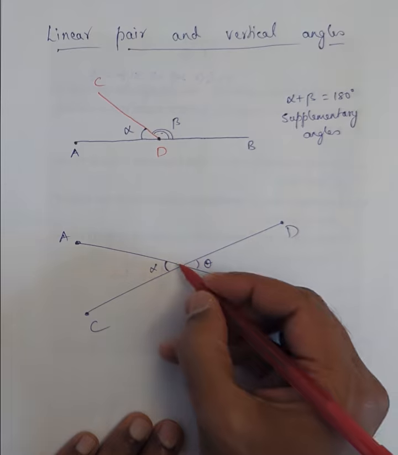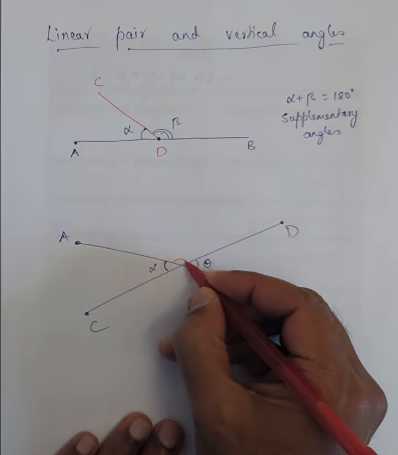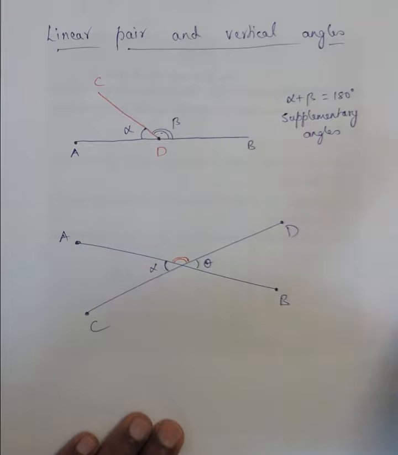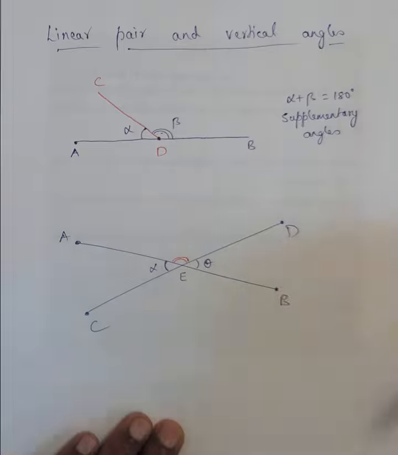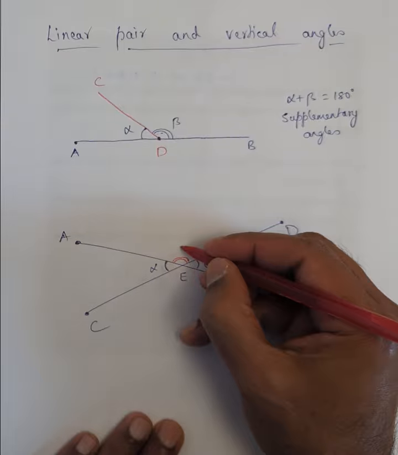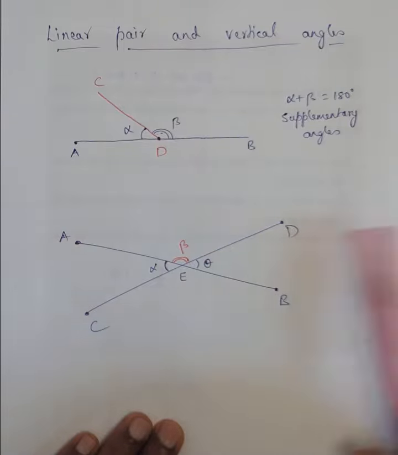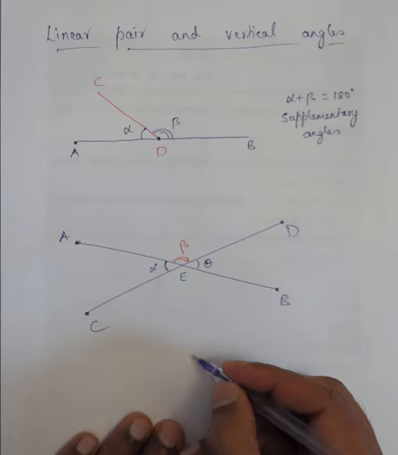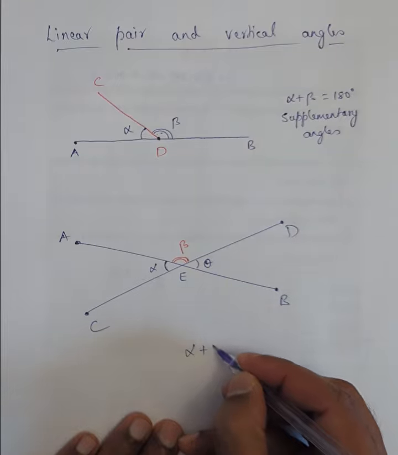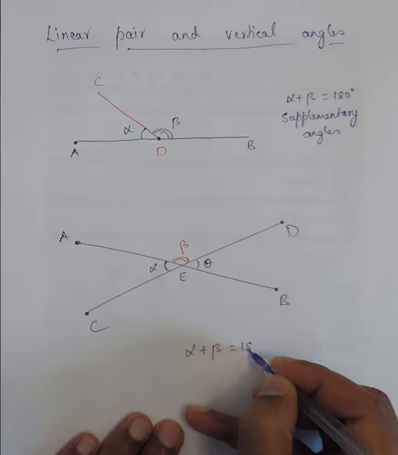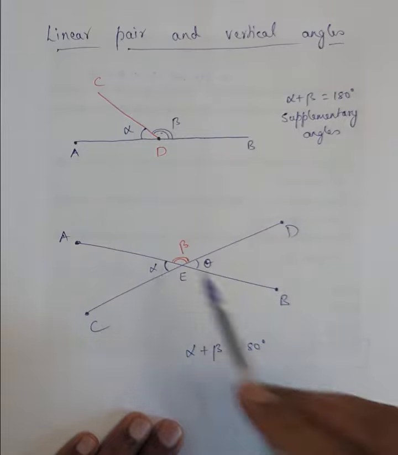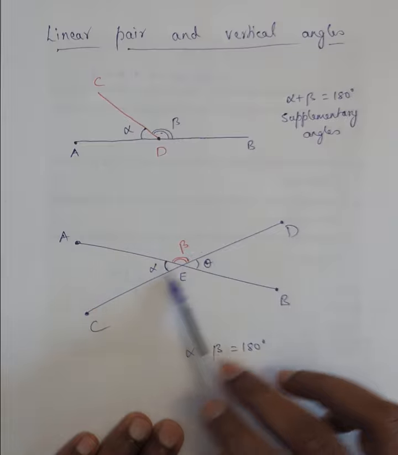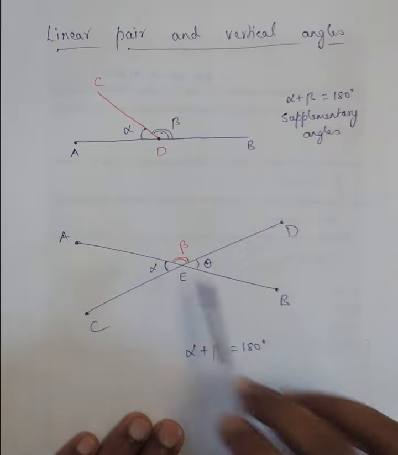So now notice, let's also label this point, angle AED, and if I call this beta, notice alpha plus beta is 180 degrees because they form a linear pair. Just like up here, alpha and beta, because they form a linear pair.